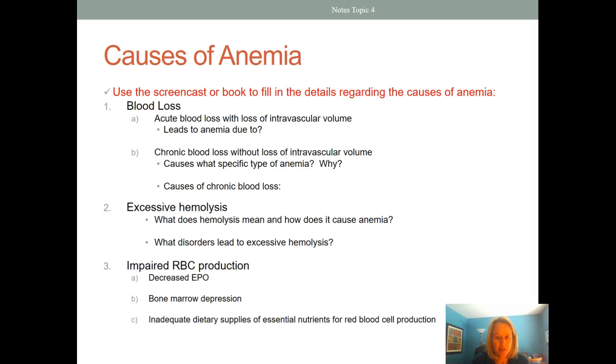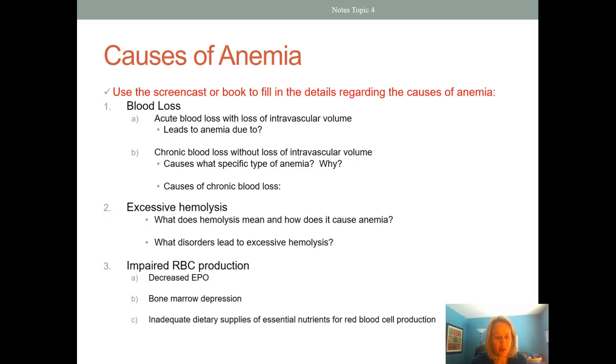Number 2, excessive hemolysis. Hemolysis means excessive destruction of red blood cells. This can be associated with an incompatible transfusion, so a transfusion reaction, hemolytic disease of the newborn, and any disorders that can lead to fragile red blood cell membranes.